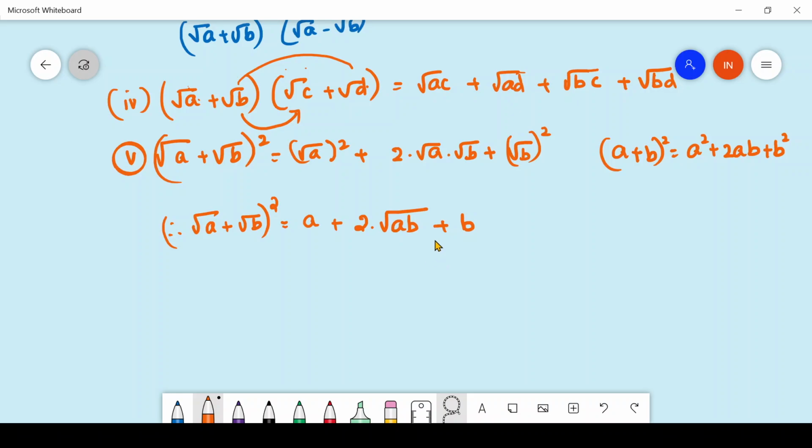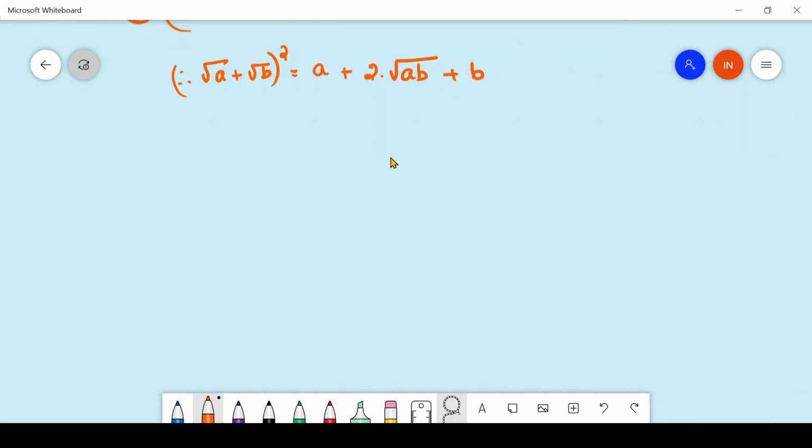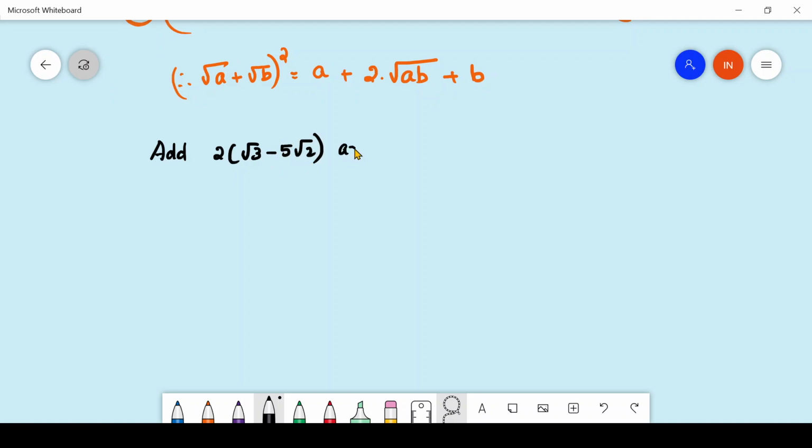Now let's go ahead with doing some addition on these real numbers. So I'm going to write the question over here and let's see how we can do it. Add 2 into root 3 minus 5 root 2 and root 3 plus 2 root 2. So it is 2 root 3 minus 5 root 2 plus root 3 plus 2 root 2.